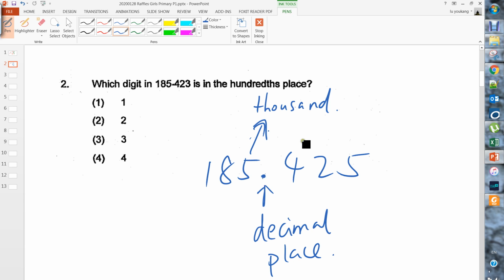Since this is 1,000, then what is this? 100. So 1,000 is here, and you are saying this is 100. Let's accept this as 100. Then what is this 8?